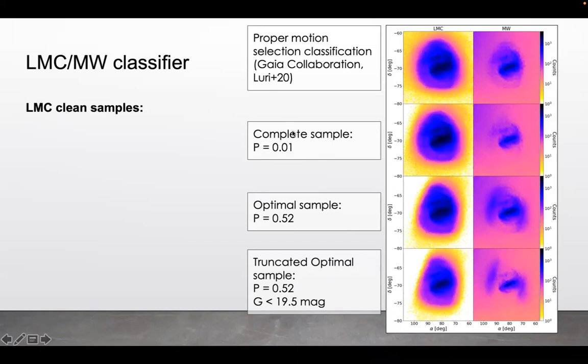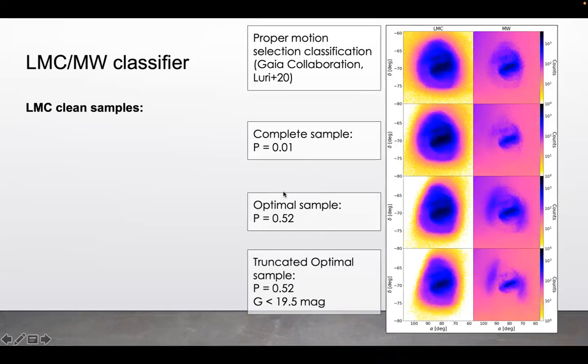But in this follow-up paper, based on the thesis of Oscar, we were able to experiment and try other, more sophisticated methods. That is where we have these samples based on the neural network classifier. So we have this more complete sample and this more optimal sample.